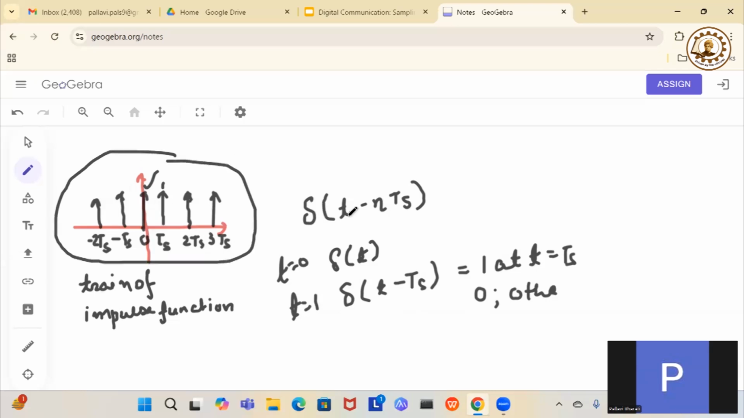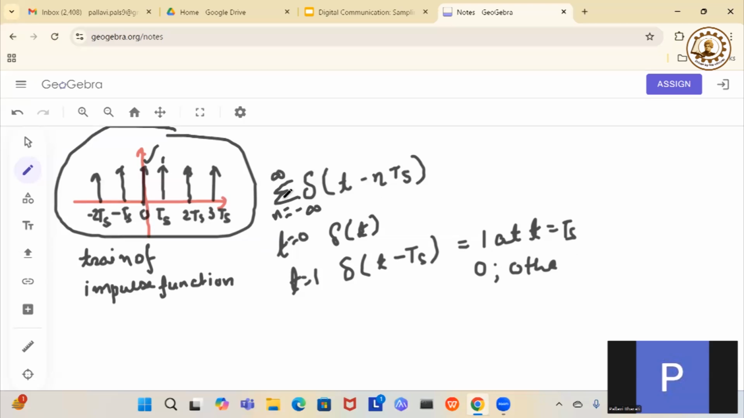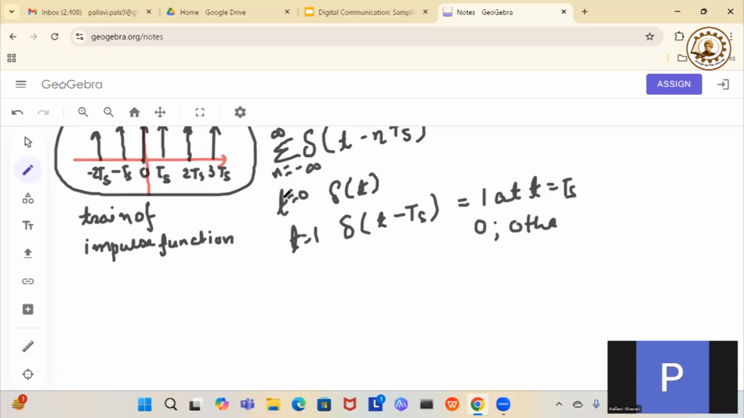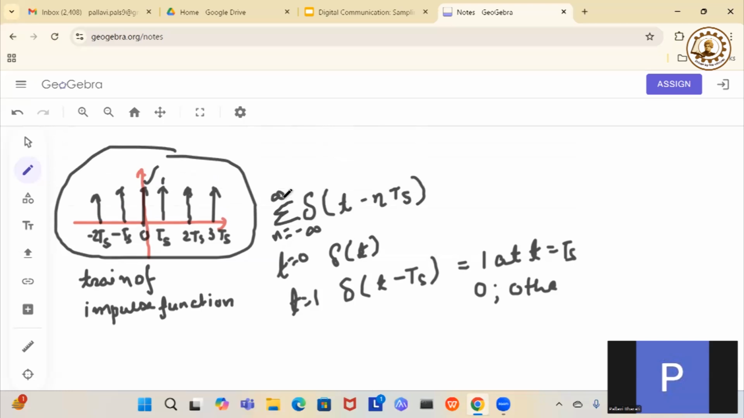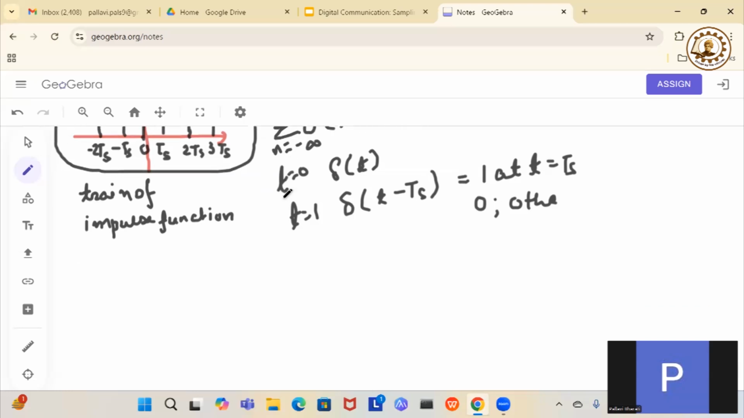If you write the full thing and represent it mathematically, it will be the summation from n equals minus infinity to infinity of delta t minus n ts. This is the mathematical representation of the train of impulses. So keep in mind, this is a train of impulses. If you take a single impulse, then it is only delta t minus ts, whatever the instant at which you are taking the impulse.